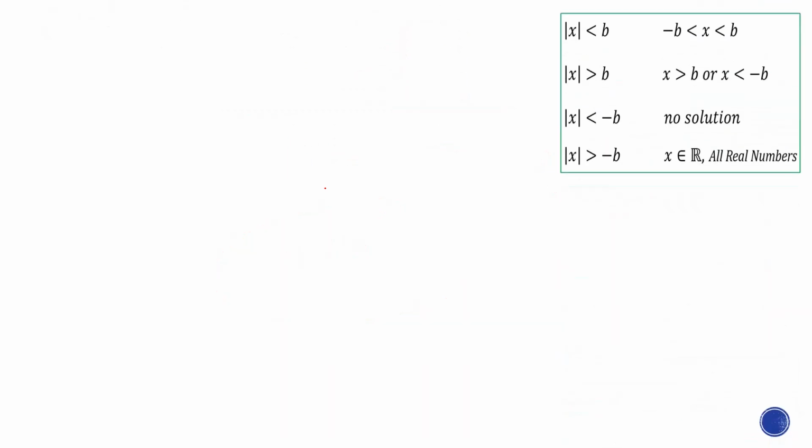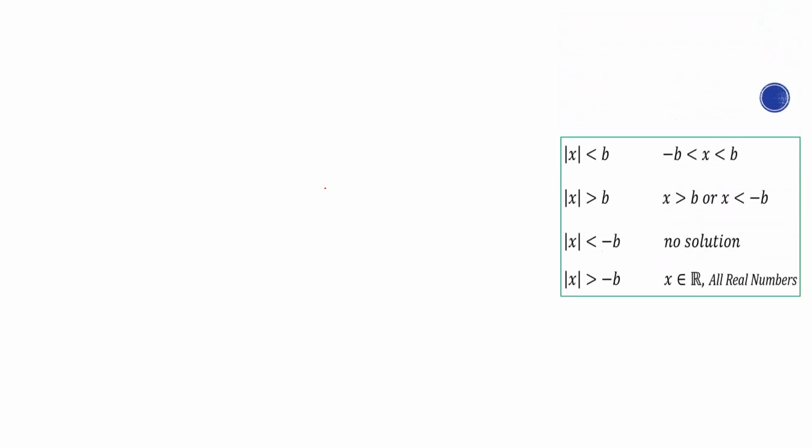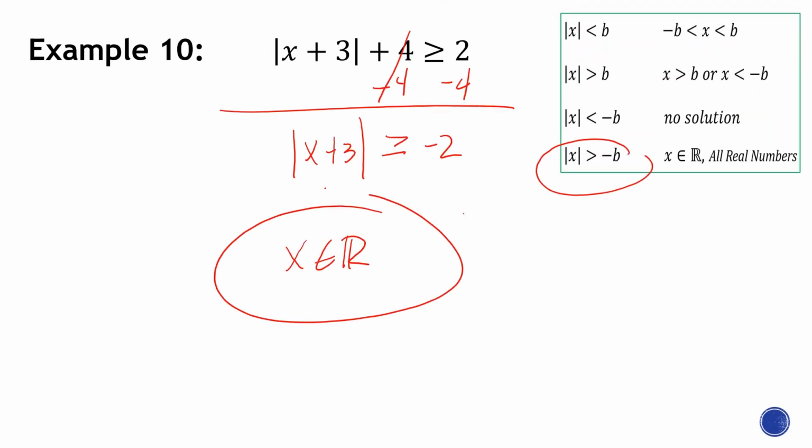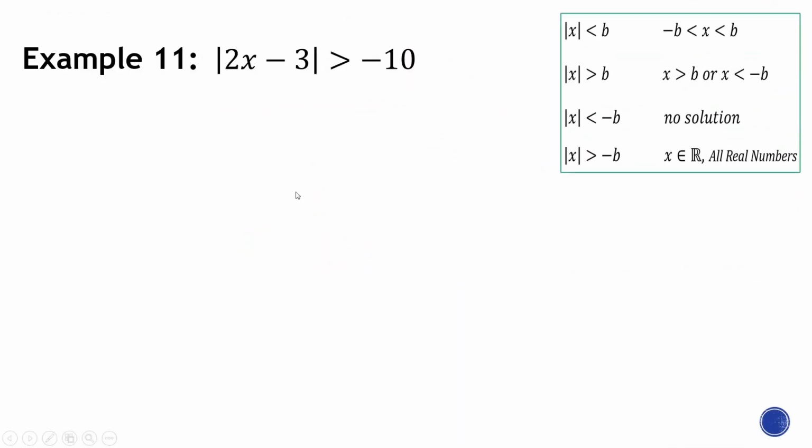Let's go to the next one. Oh, this one. It's the same, right? It's greater than negative 10. Same way with this, right? We put negative and then it becomes negative 2. Similar to this one, it's just that here you will not do anything. So the answer for that is this.